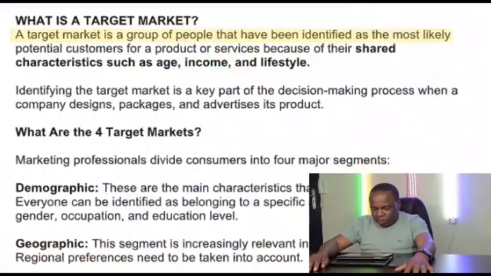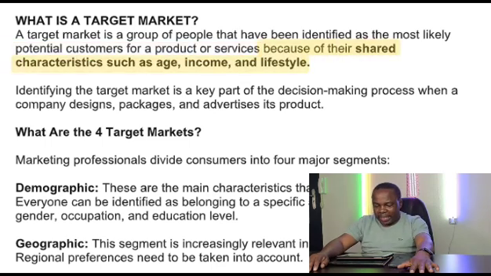I said a target market is a group of people that have been identified as the most likely potential customers for a product or a service, because of their shared characteristics such as age, income and lifestyle. So a target market is a group of people that has got something in common, and these people are most likely to be your market. There is a certain group of people that you have selected and targeted. These are the people that you know are most likely to buy your products.